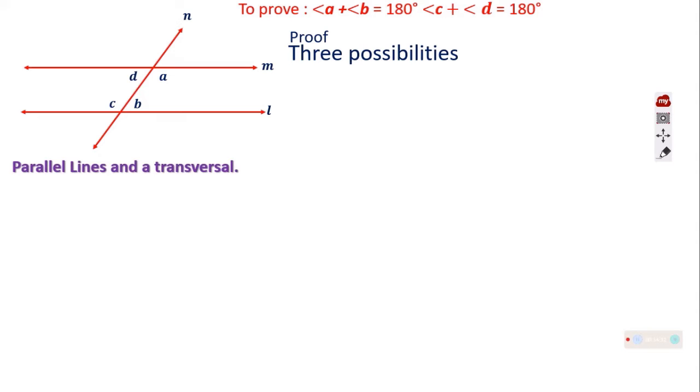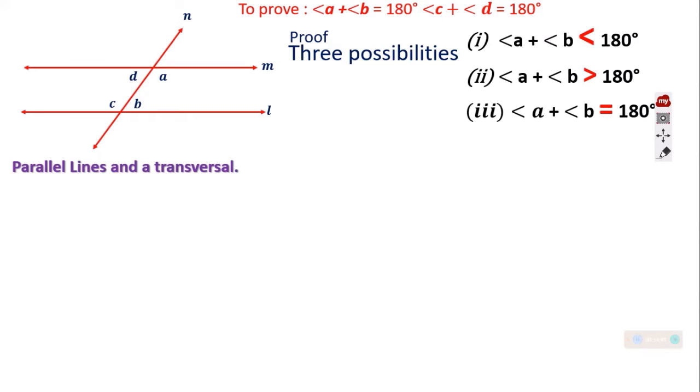What proof we have is no measurement, but we can think about the conditions and possibilities. We are asked to prove angle A plus angle B is equal to 180 or angle C plus angle D is equal to 180. But the possibilities are angle A plus B is less than 180, angle A plus angle B is more than 180, or angle A plus angle B is equal to 180 degree. We cannot directly prove it because there is no measurement given to substitute and formulate. So we need to do it in a different way.